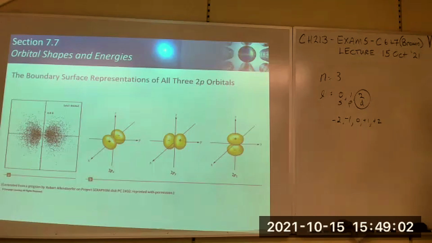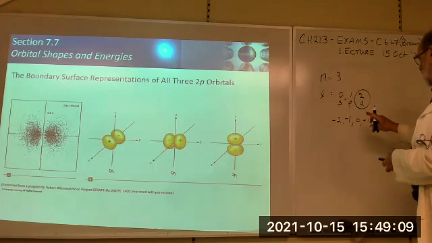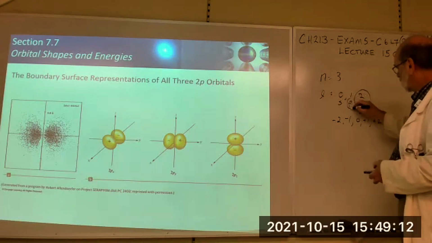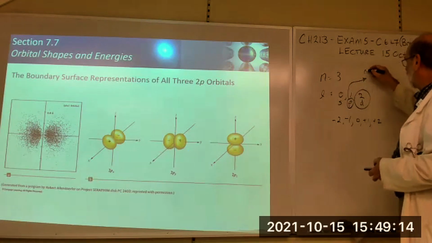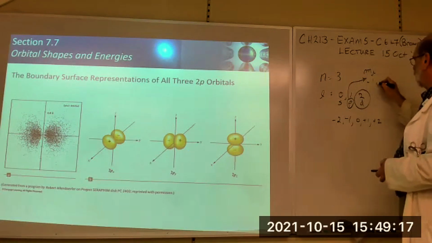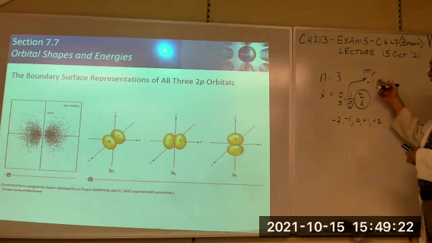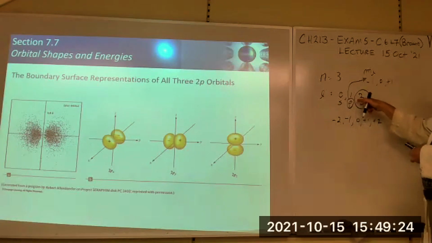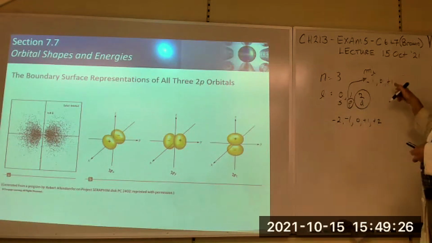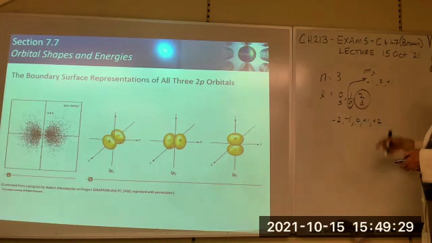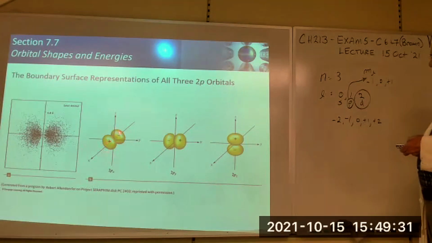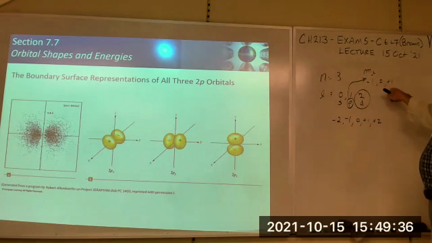Okay, for the p orbitals, they look like those dumbbells. And, okay, so for the p, what could we have for the m sub l? We could have -1, 0, +1. Okay, and if the L tells us the shape, then the m sub l tells us the direction. So this shape of a dumbbell could be pointing on the x-axis, the y-axis, or the z-axis: x, y, and z.